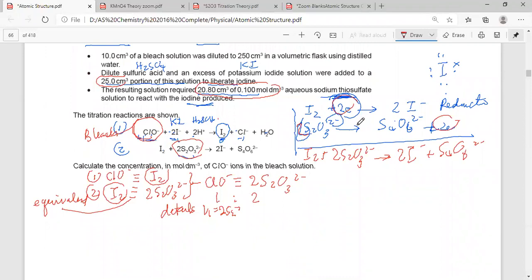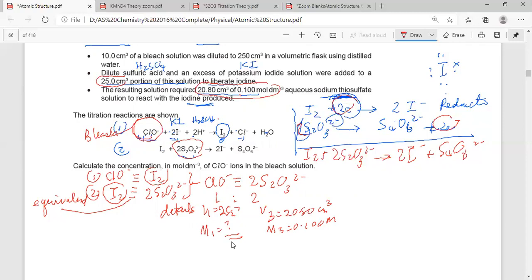Right. Remember, this is a thing here. So V3 is equal to 20.80 cm³, M3 is equal to 0.100 molar. So to find the concentration, I want to find out M1 here, in moles per dm³.